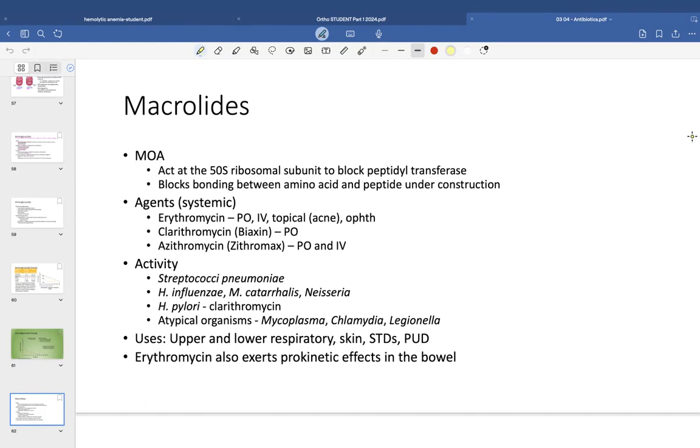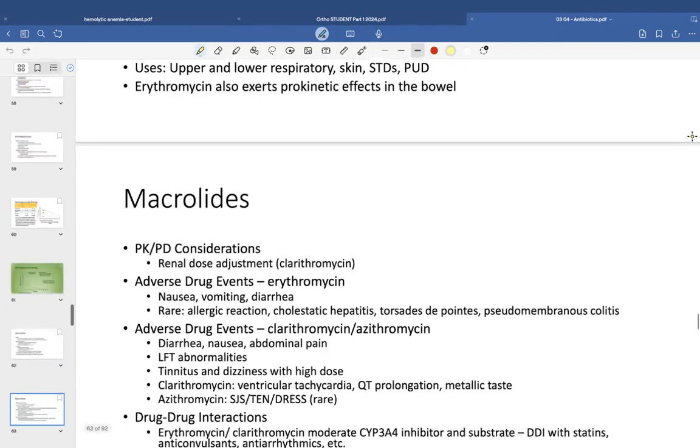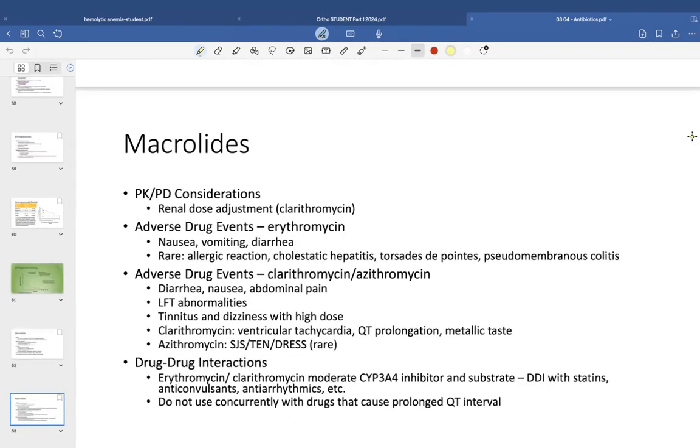All right, so for macrolides, erythromycin does require some renal dose adjustment. You might go from QID to once daily dosing, but generally speaking, not a lot that we're so concerned about. It's not a narrow therapeutic index drug per se. Erythromycin is kind of unique. It's really nasty on the GI tract. Again, it has some prokinetic effects in the bowels, so it can cause diarrhea. Some people may have allergic reactions to it, hepatitis, cardiac arrhythmias.